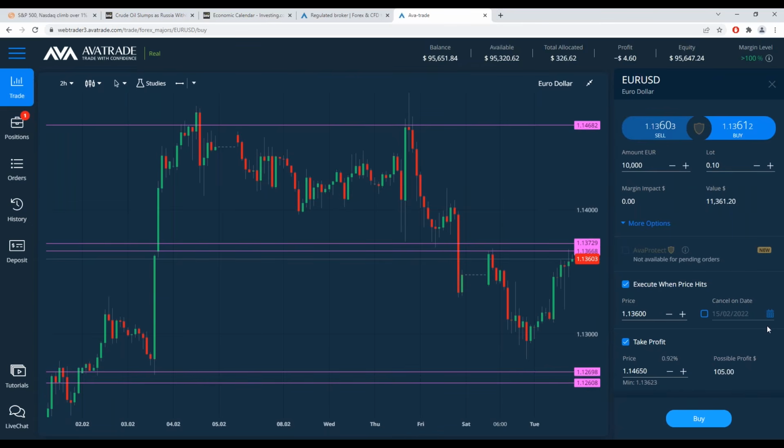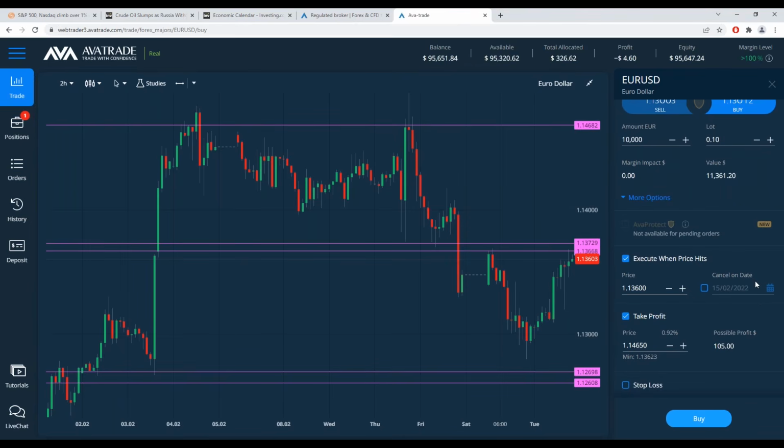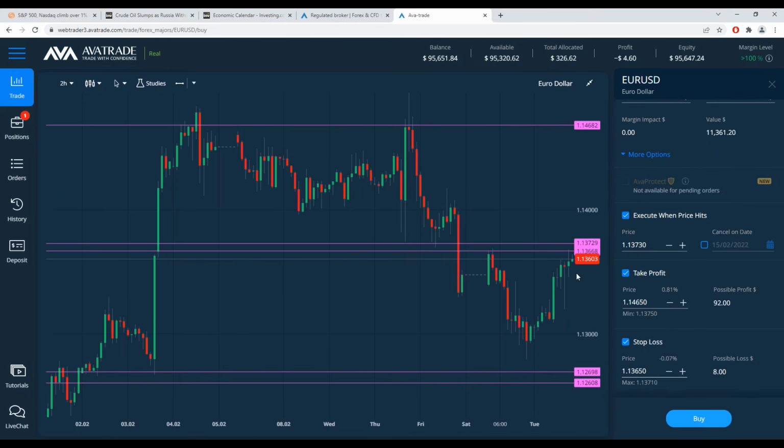Okay, and so now we're looking at, oh, I'm sorry, I changed my execute when price hits. Wanted 113.73, and my stop loss is down here at 113.60, we were saying. Okay, so 13 risk, 92 potential profit. And maybe we even want to be more secure with the stop loss and say 113.55, put it down a little further, and we still have a nice ratio, potential profit to risk.